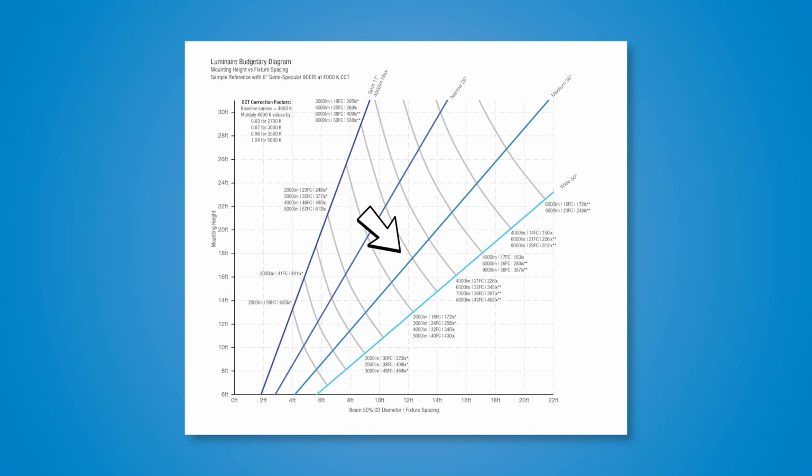With an 18-foot high ceiling, the medium beam angle, and fixtures placed 12 feet apart, we can achieve 19, 25, 38, or 50 foot candles. Lastly, if we go across to the final blue line, we can see that if a wide beam angle is selected, with the fixtures being spaced approximately 17 feet apart, we can reach 17, 26, or 36 foot candles.